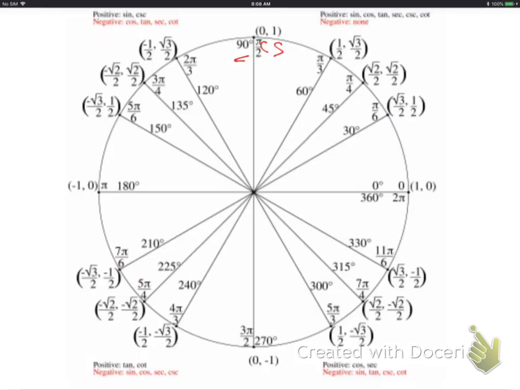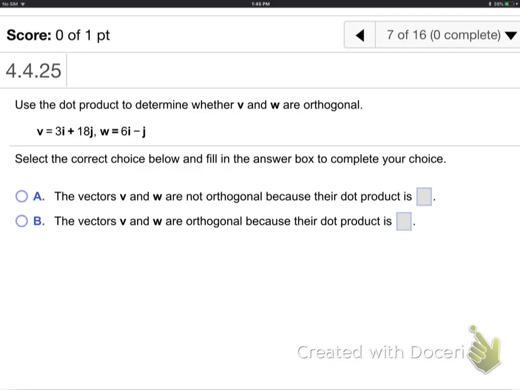So the reasoning is behind the scenes. Sometimes when I prove something, I confuse you on what you actually have to do. You don't have to do the proof every time. All you have to do is, when the dot product of two vectors is 0, they are orthogonal, or perpendicular.